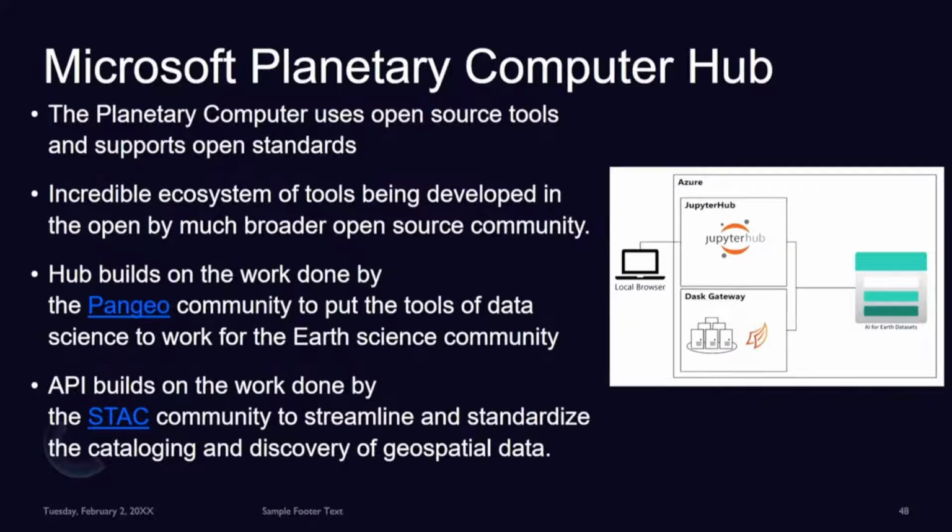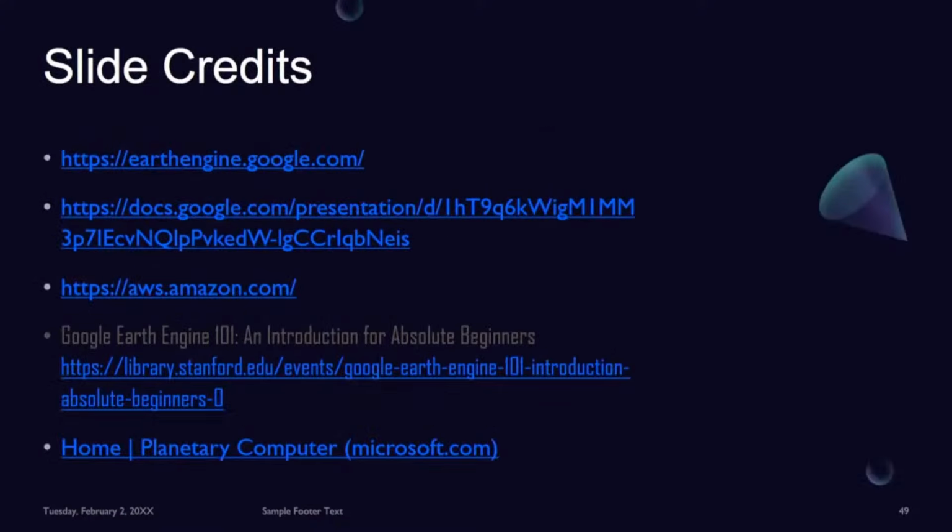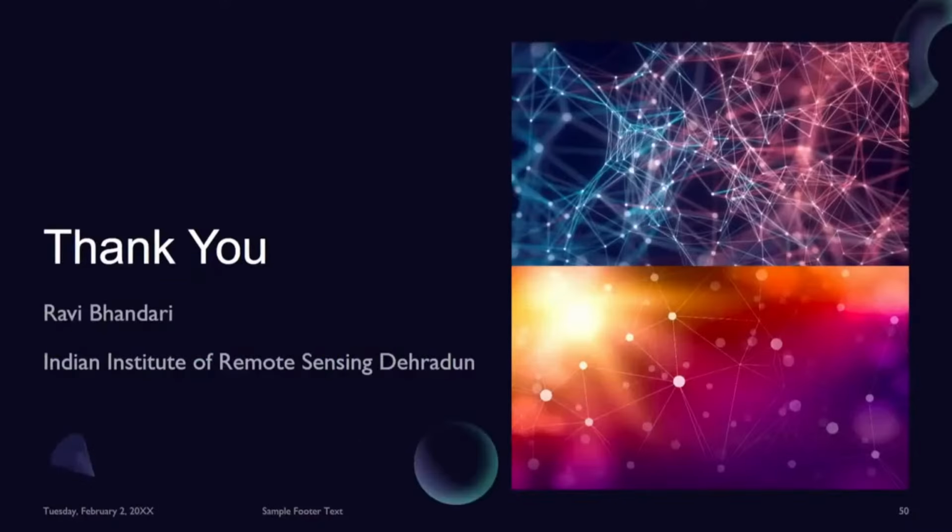So whatever APIs we are using in Microsoft Planetary Computer are based on the STAC community standards, like the SpatioTemporal Asset Catalog, to streamline and standardize the cataloging and discovery of geospatial data. So the slides which I have taken were taken from these different sources. So with this we come to the end of part 1.